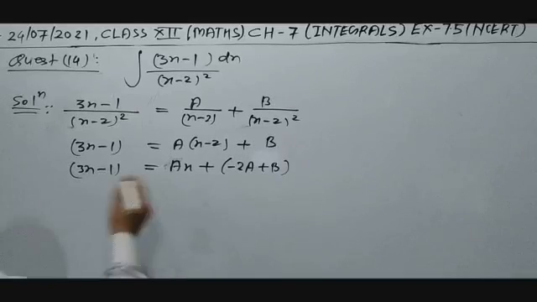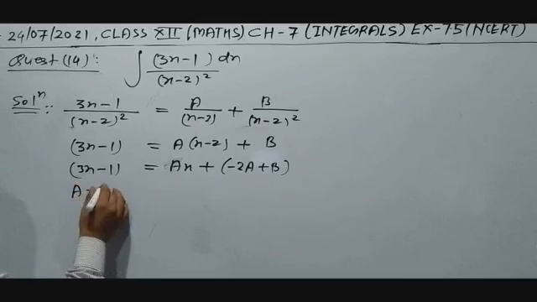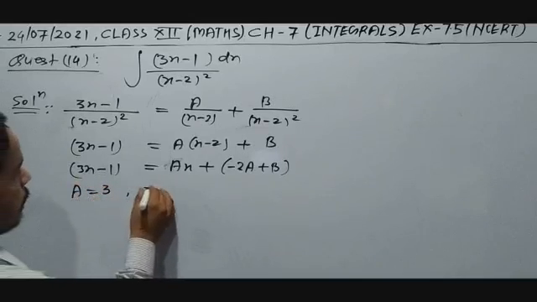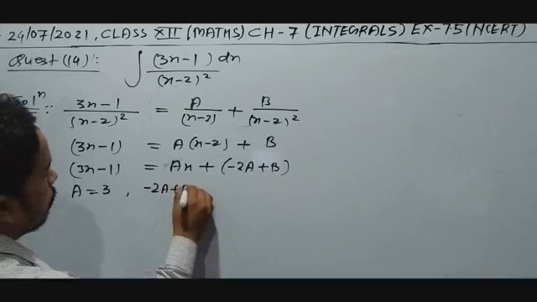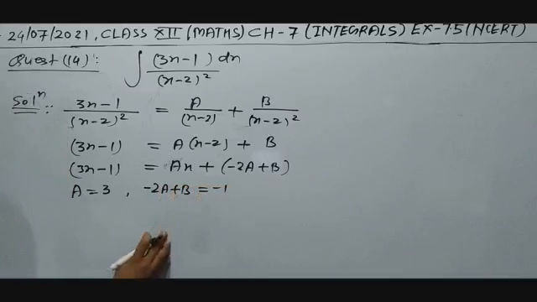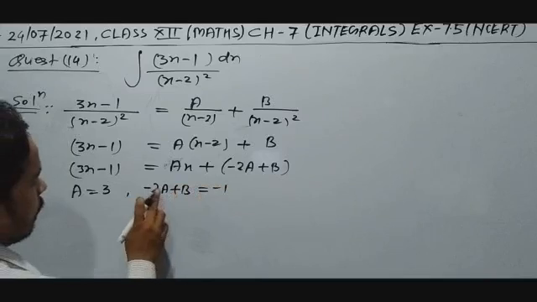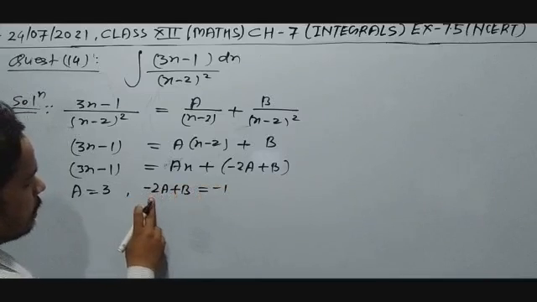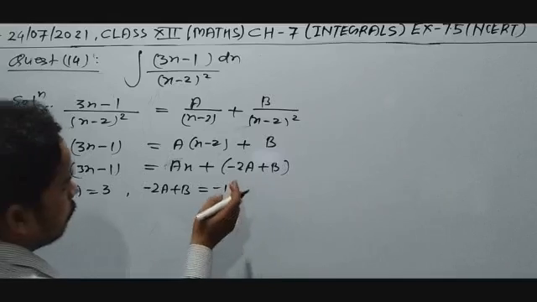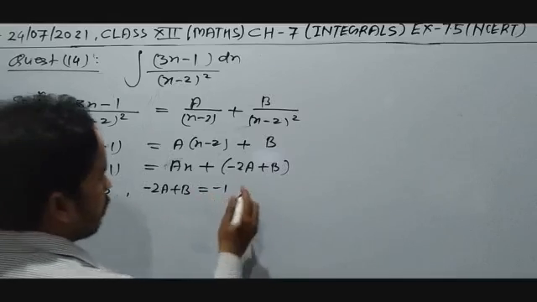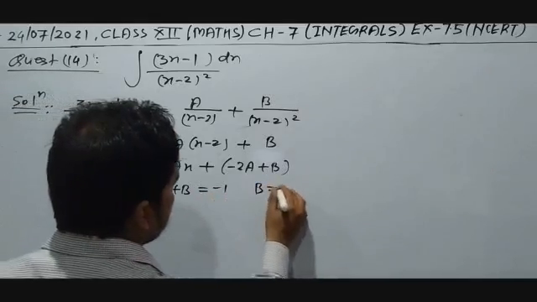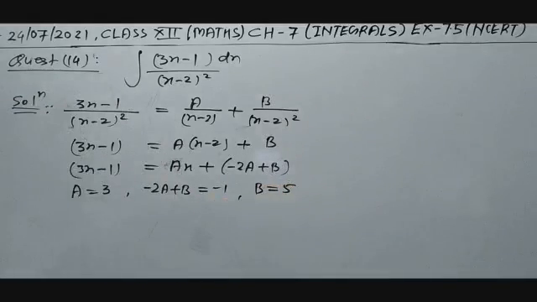Now after equating you will get a is equal to 3, and minus 2a plus b is equal to minus 1. Put the value of a, that is minus 6. Minus 6 will transfer to the right, result will be plus 6. So minus 1 plus 6, result will be 5. B is equal to 5.